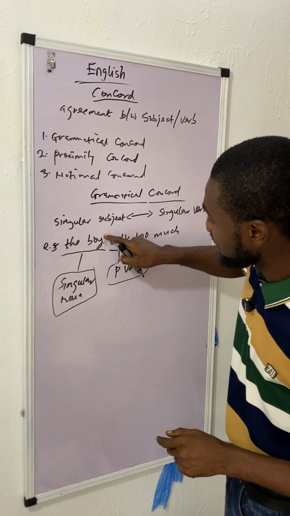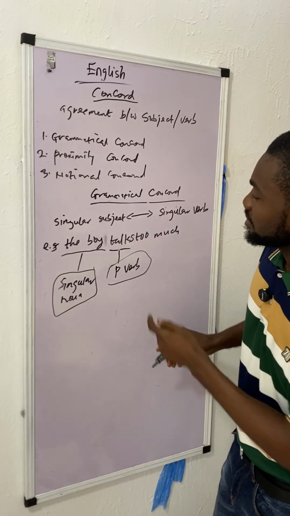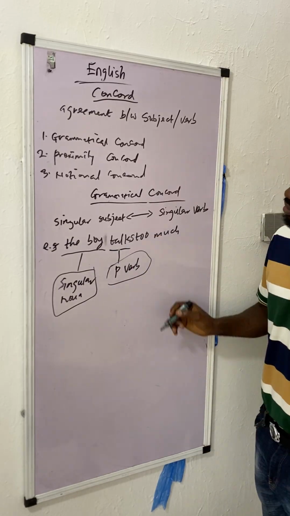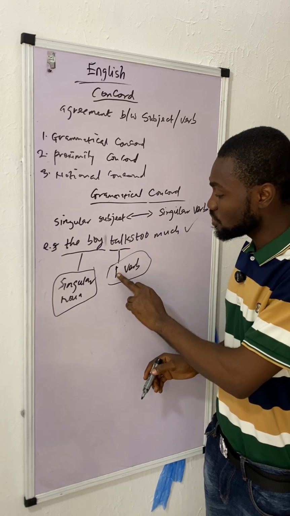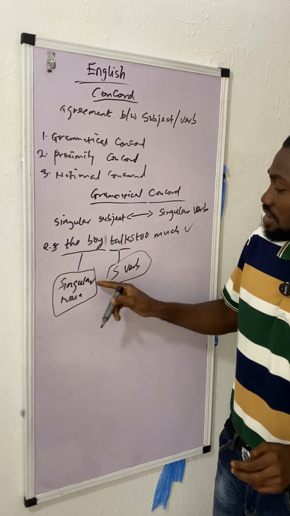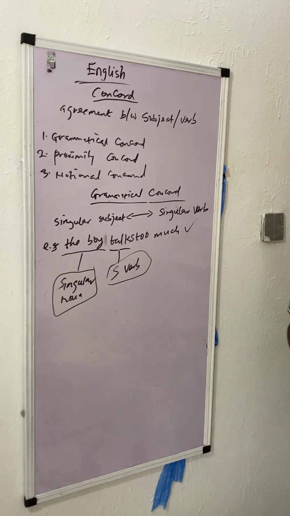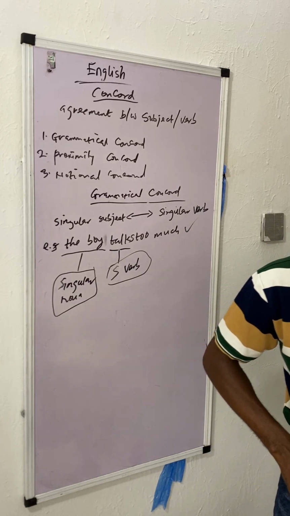Correct. Or we can clean the s and put our s here. The boy talks too much. Correct. So both are correct. All right. So this is now a what? A singular verb. Singular verb, singular noun. As easy as ABCD. That's grammatical concord for you. All right.